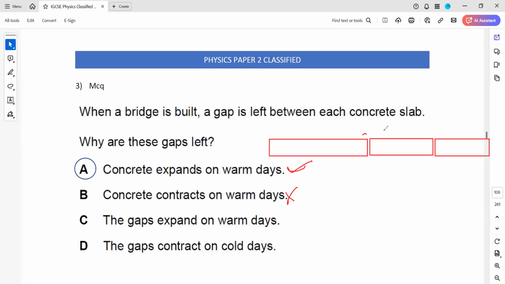This statement is not wrong, but we are talking about the concrete slab. So this question is not related to the gas expanding. Even though the statement is correct that the gas expands on a warm day and contracts on a cold day, these two statements are not related to the question, because the question is why there is a gap between the concrete slabs. So the main reason is that when it gets hot, the concrete slab expands. Is it clear, this question about the expansion gaps? Yes. Okay.